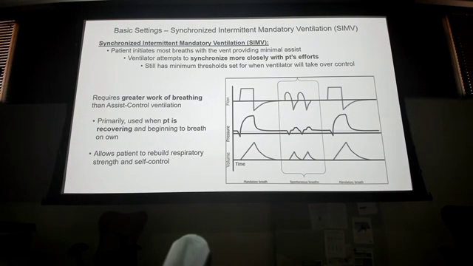SIMV is another popular mode that you're going to see. A lot of basic ventilators are going to have assist control or SIMV, and you kind of make the decision there. Both are safe. The benefit of SIMV is the machine's always going to give breaths if the patient's not breathing, right? It's smarter than us. It's going to detect apnea, where the patient hasn't breathed in 3 to 5 seconds, whatever you set it at, and it's going to give breaths.